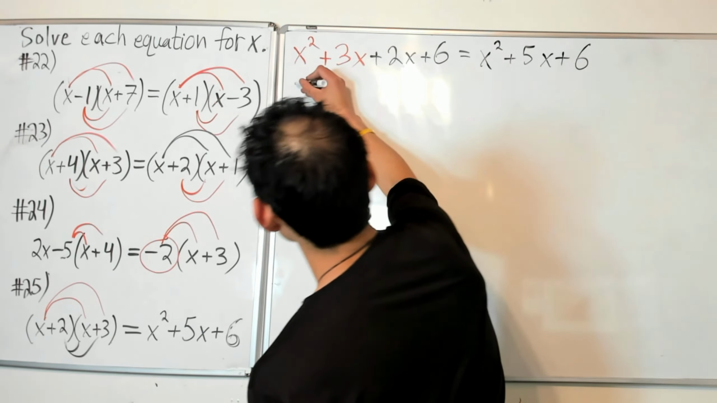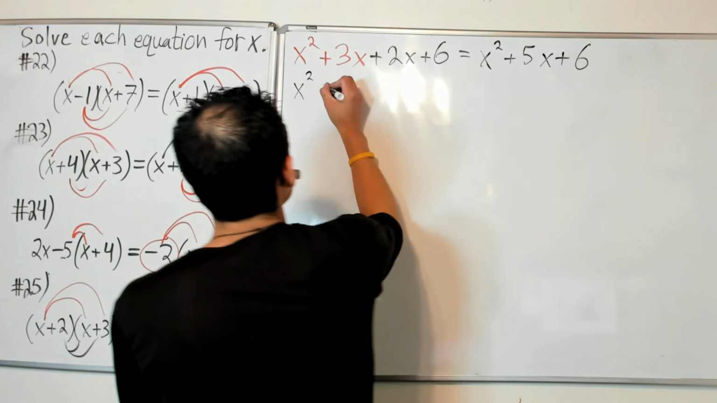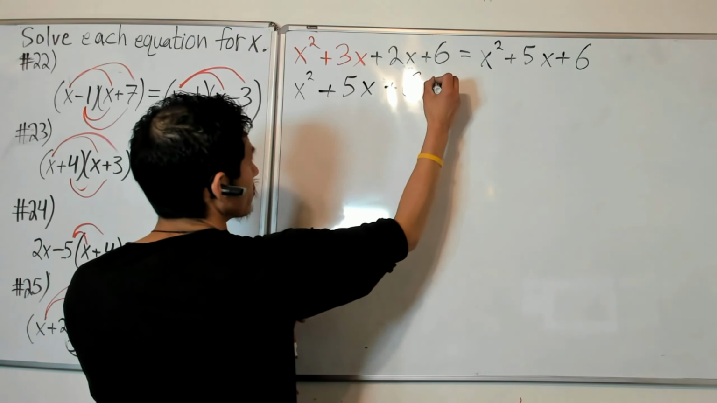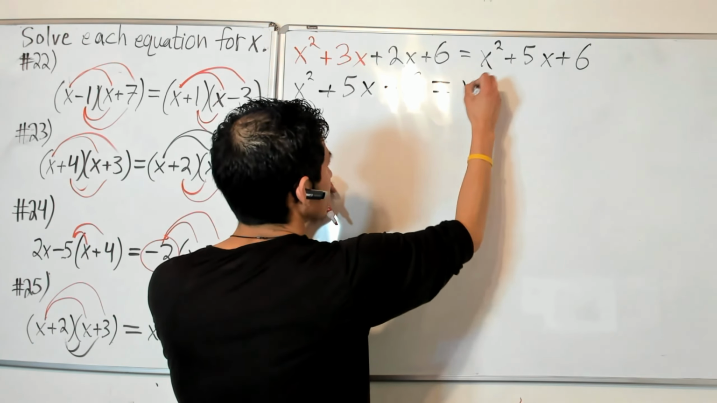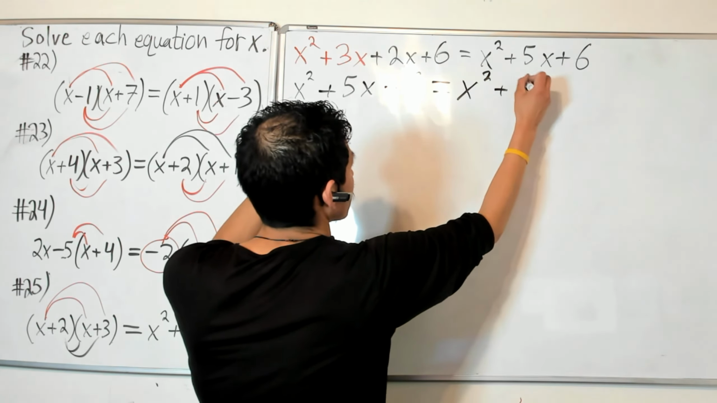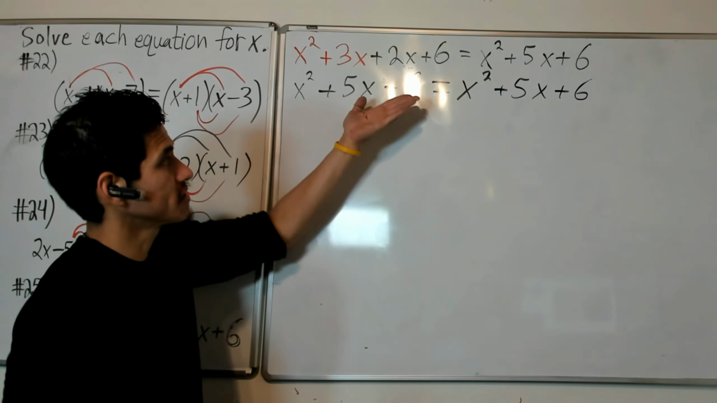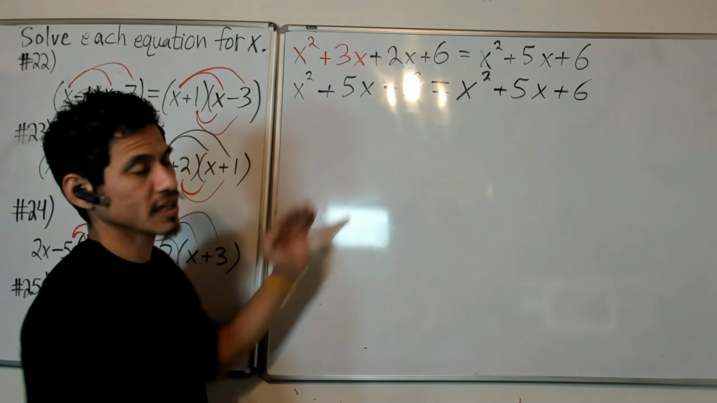Hold on. Well, don't hold on. Let's combine these together. I don't really know what we mean by when we say hold on. Hold on to what? Okay, so x squared plus 5x. So you see, you got the same exact thing on both sides.